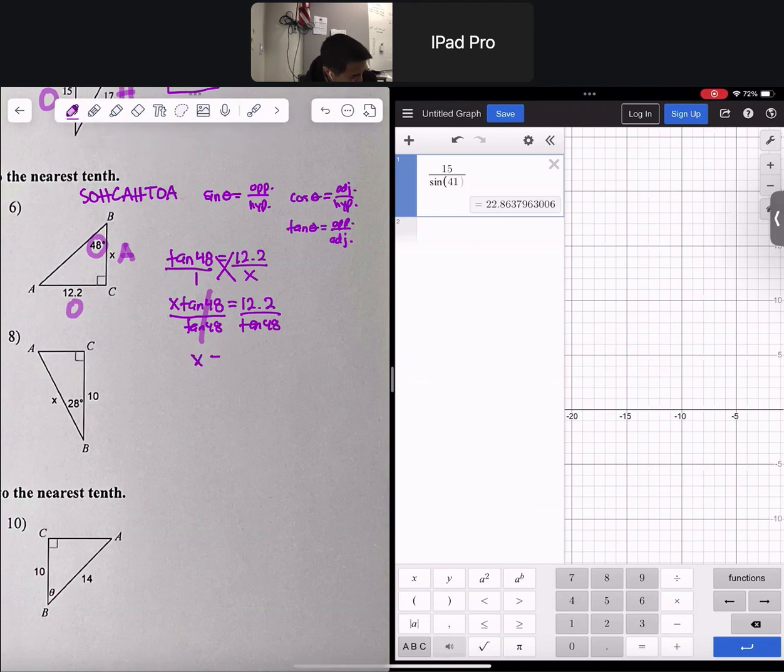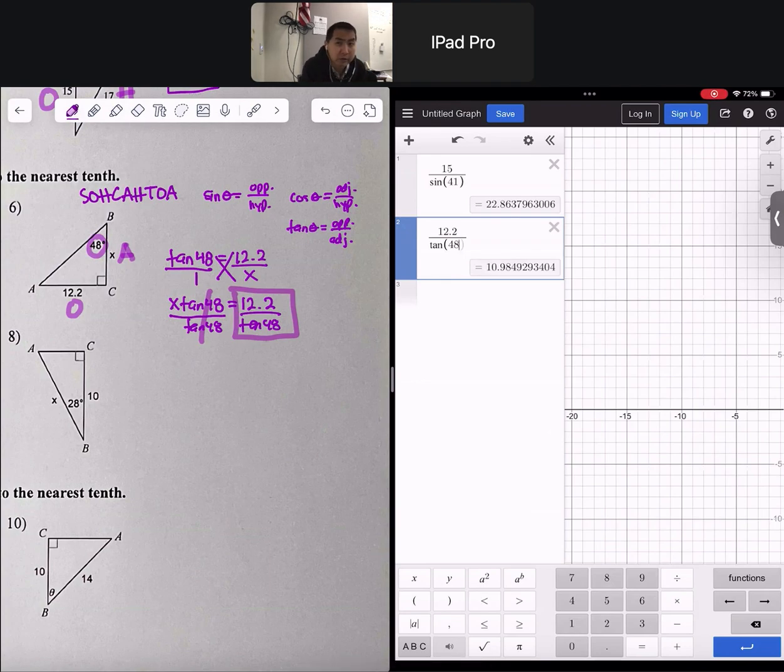X equals, well, this is the thing we need to plug into Desmos. So 12.2 divided by tangent of 48. Now be careful. The 9, if you look at the 8, that means we need to round the 9 up. But if we round the 9 up, that becomes 10. So that's 0, carry the 1 over, so that should be 11. Round it to the nearest tenth, so that should be your 11.